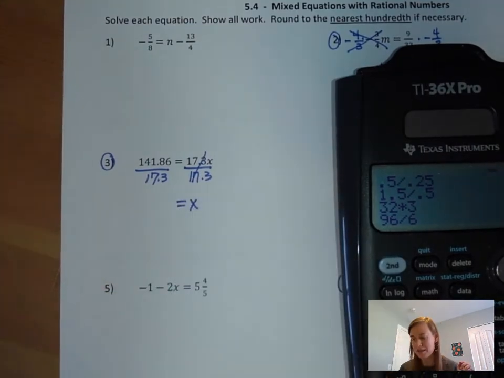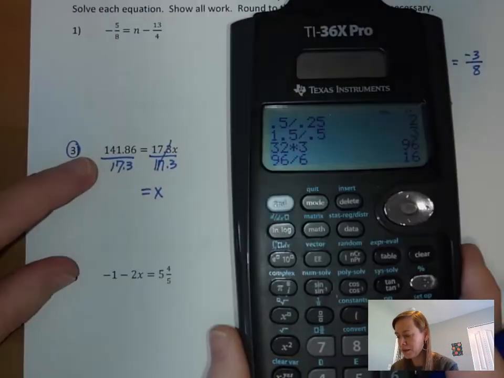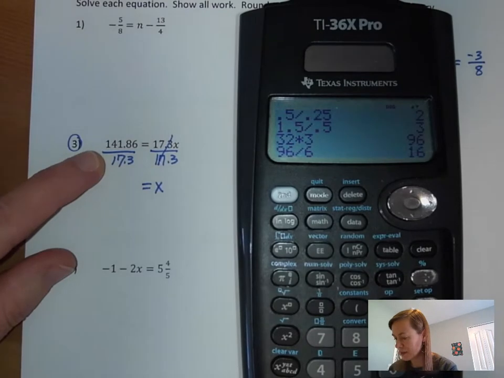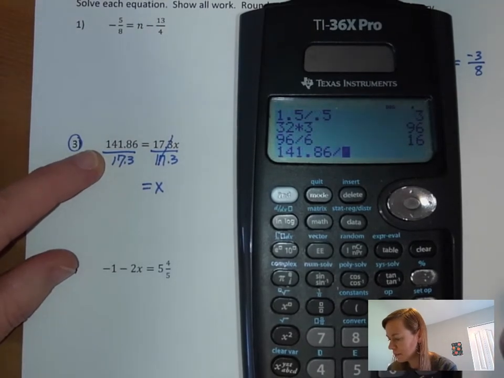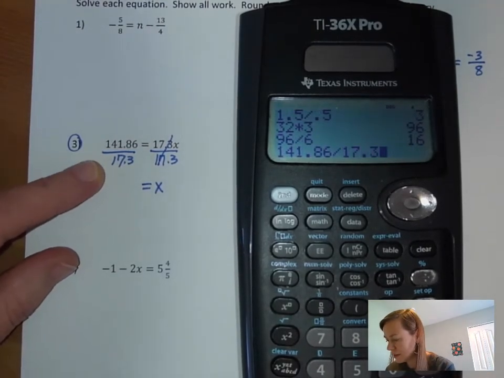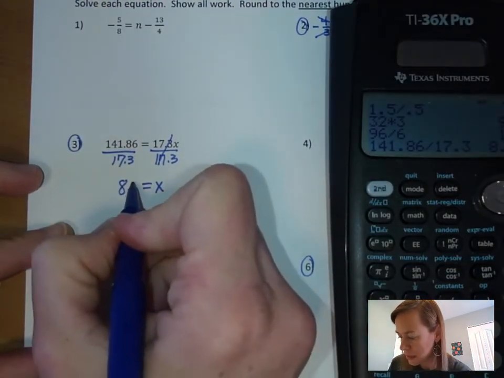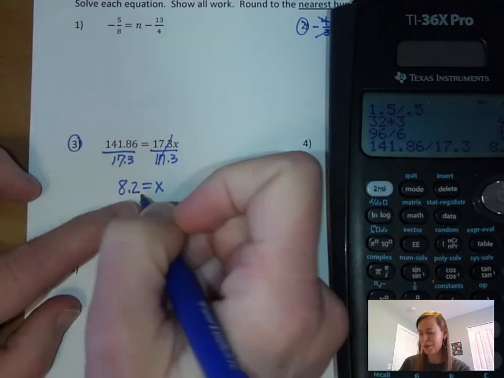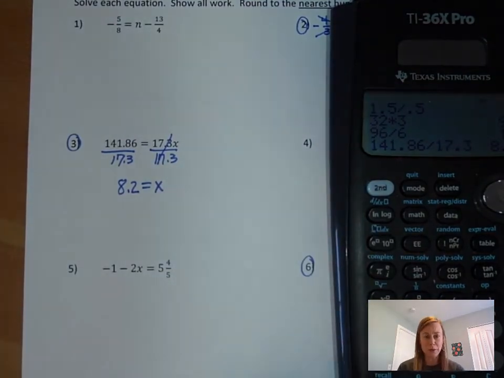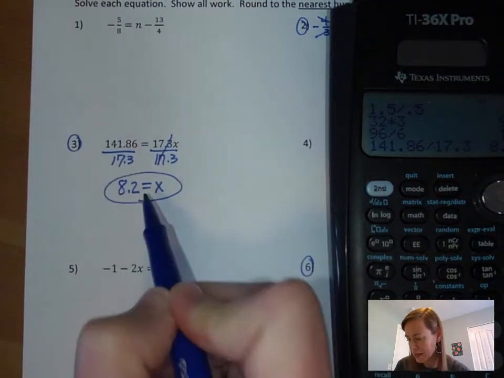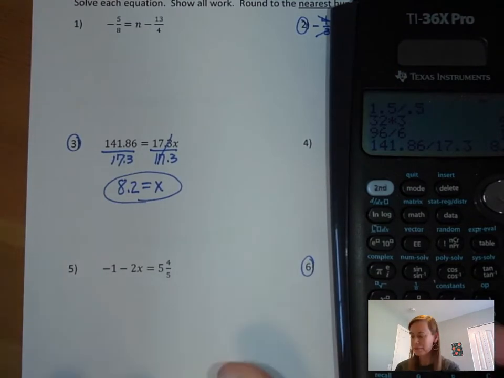So on the right-hand side, it's going to be just equals x. But on the left, let's let our calculator help us. 141.86 divided by 17.3, what is that going to equal? 8.2. So no need to round to the nearest hundredth here because we only have a tenths place. We'll go ahead and include it. 8.2 equals x, and you are done with that one.